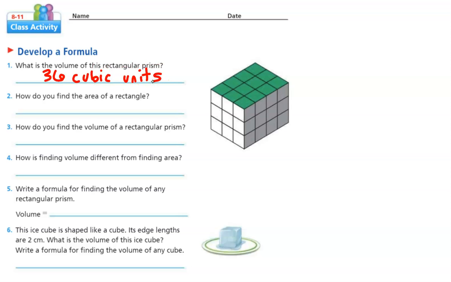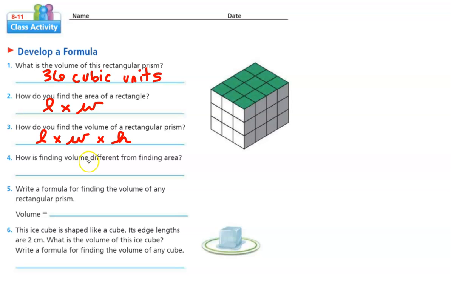because we don't actually know what it's measuring in, okay? So then it says, how do you find the area of a rectangle? So if you remember, we talked about that yesterday. That's if you just did length times width. And then it says, how do you find the volume of a rectangular prism? Well, that's when we're going to do length times width times height, okay?